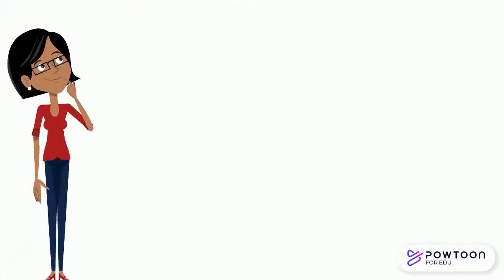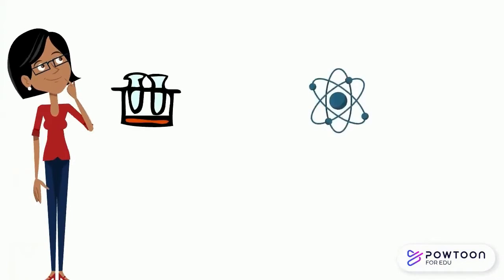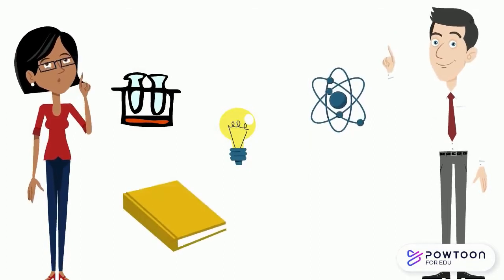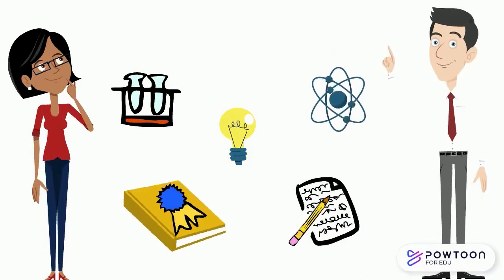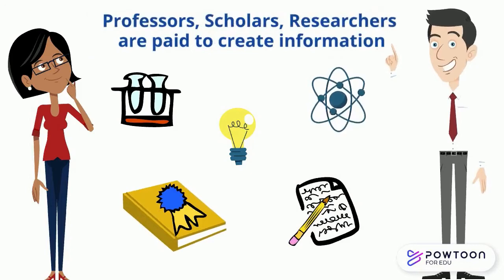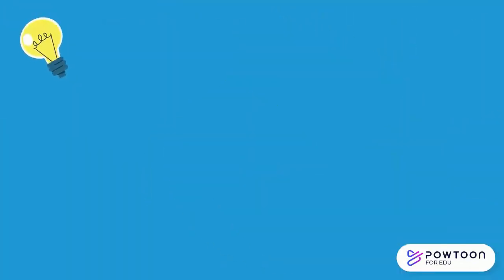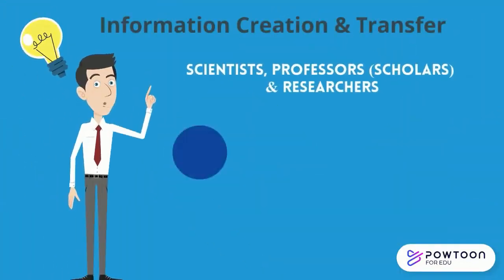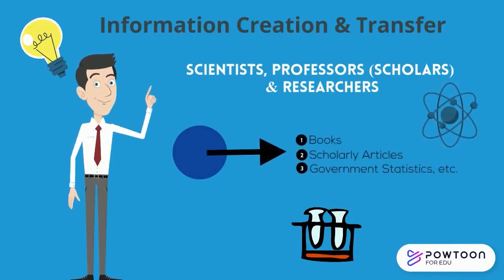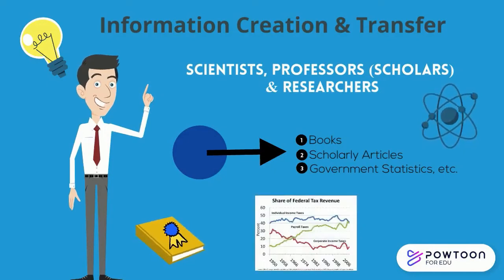Do you remember learning about the scientific method? It is a validated method of discovery for creating information in the sciences. Whether by scientific experiment, a literary analysis, or a sociological case study, academic disciplines have various methods for creating reliable information. In an information literate society, scientists, scholars, and researchers are continually discovering and creating information, and it is transferred or shared to others through conferences, books, scholarly articles, and even in government statistical sources.